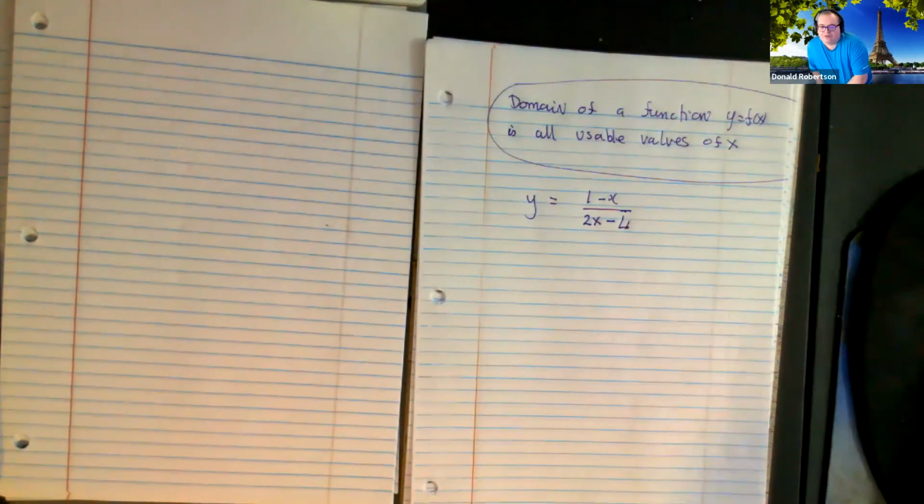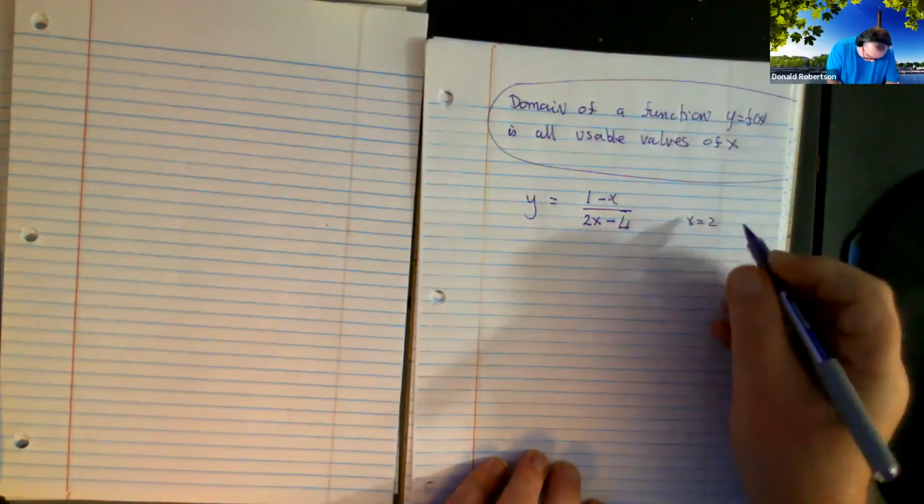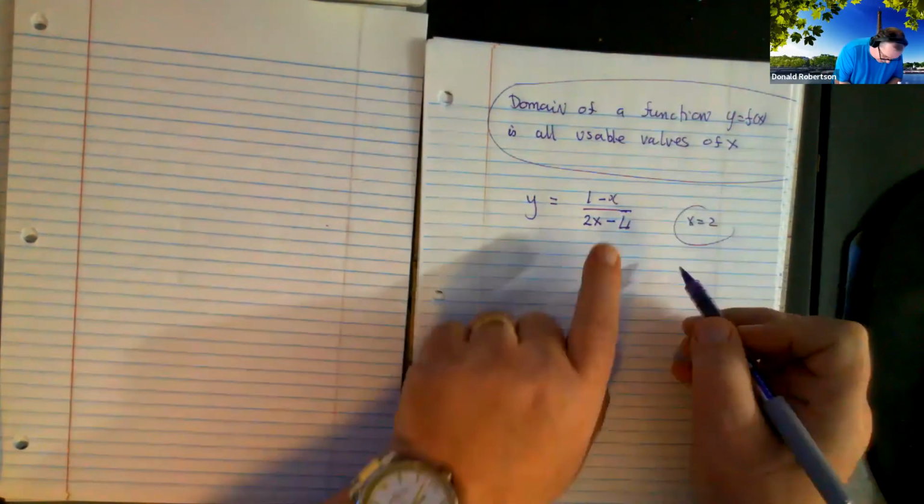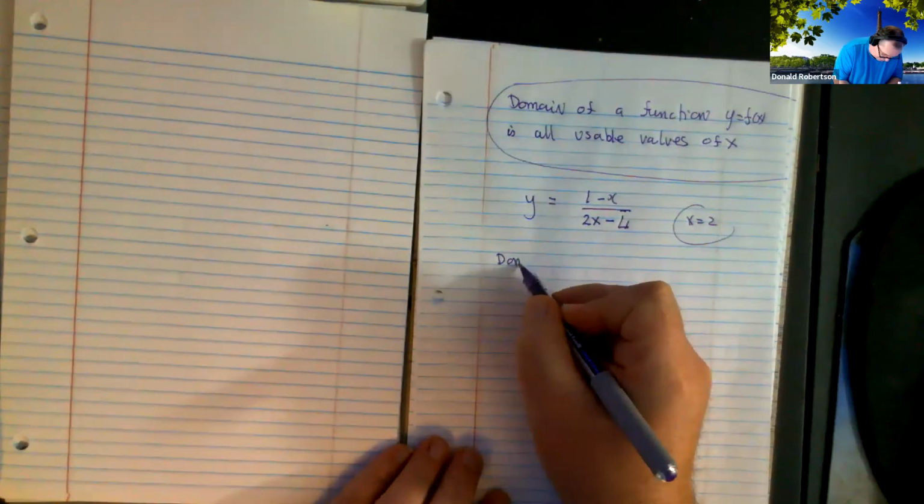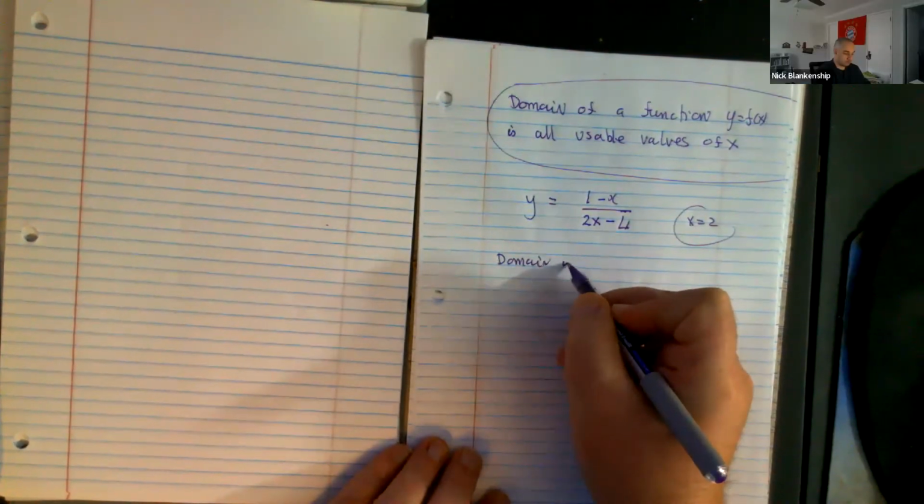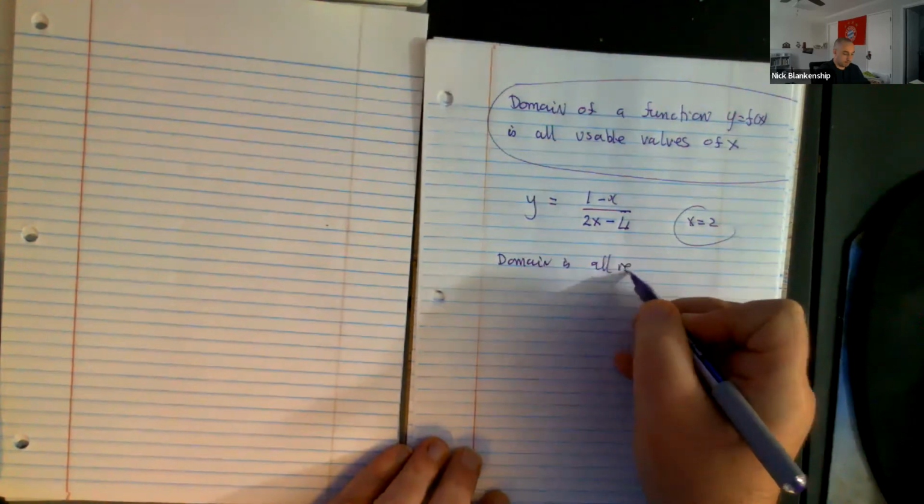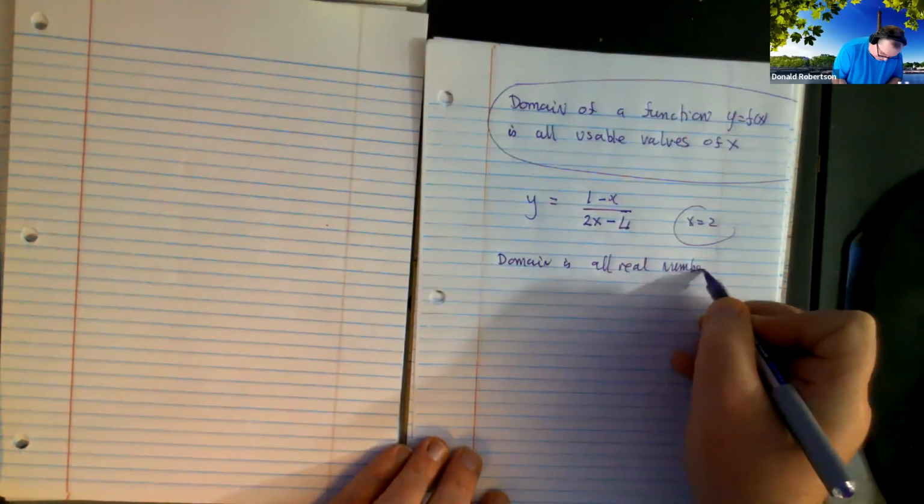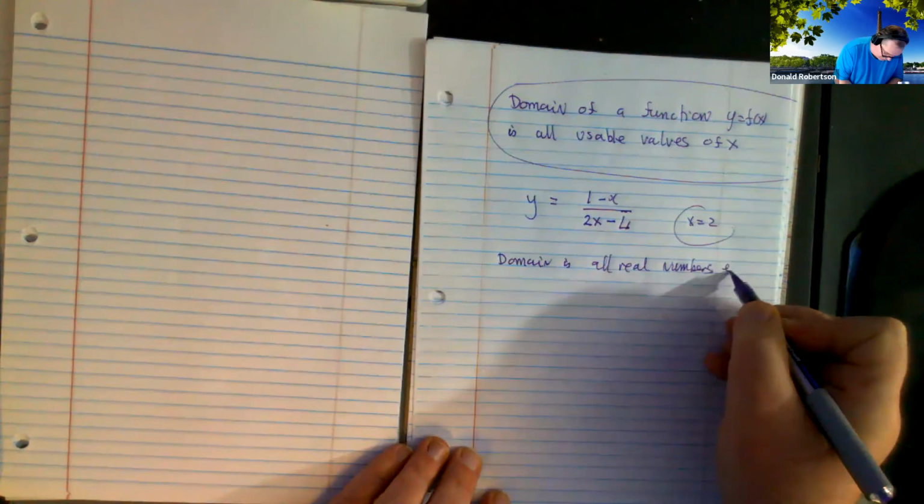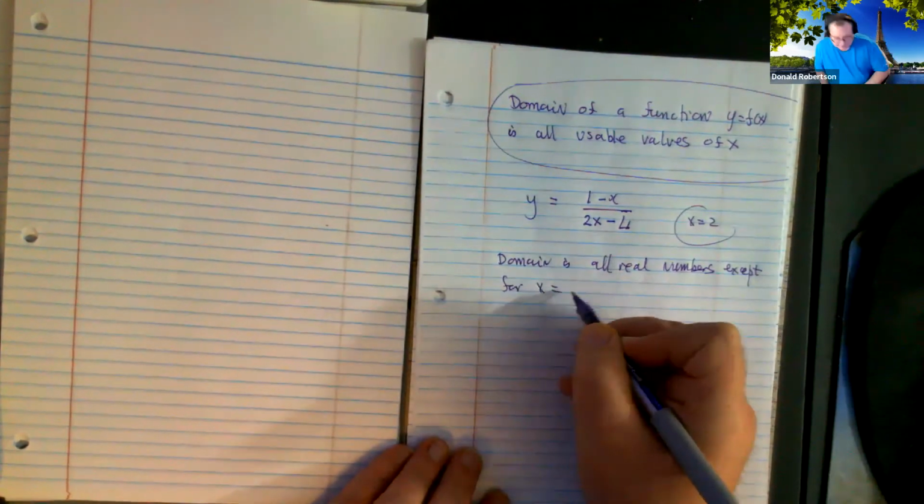Would you agree that this function only can be evaluated for everything except for one value of x? What would be the bad value of x in this function? 2. 2. So if you were trying to describe to people the domain of this function, you would say the domain is all real numbers. I'm doing it in English again. Except for x equals 2. That makes sense.